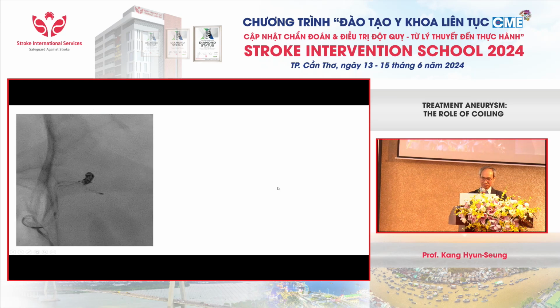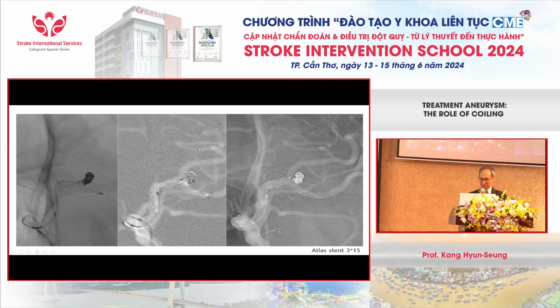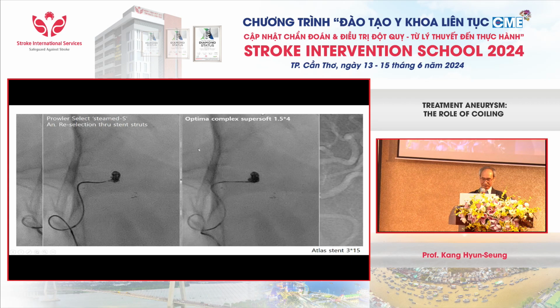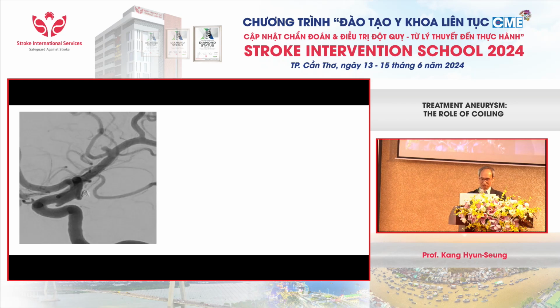So now I want to place a stent. And then I introduce more coils. So even though I used the optimal coil, I couldn't introduce the final part of the coil. So I just let them stay. It's actually jailed outside of the stent. So this is the result after treatment.